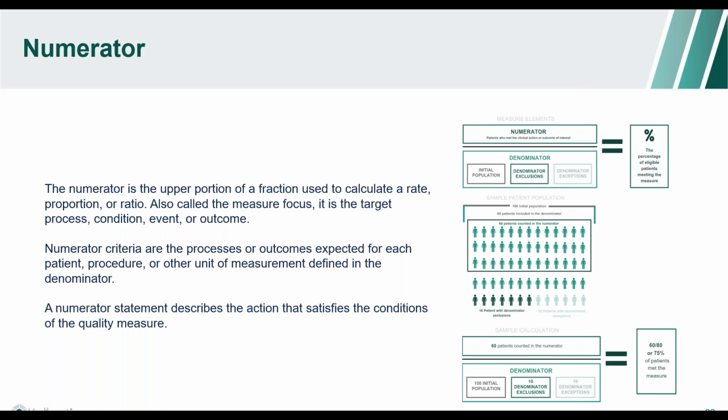So you'll see at the upper right, we have the denominator, which is the patients that met that clinical action or outcome. And it is divided by the numerator, which is the patients who fall into the initial population and do not have a denominator exclusion. And then we also do take out the denominator exceptions. And again, the denominator exceptions could be reported, but are not going to ding a provider or a user because the numerator quality action was not provided. This ratio leaves you with the percentage of eligible patients meeting the measure.